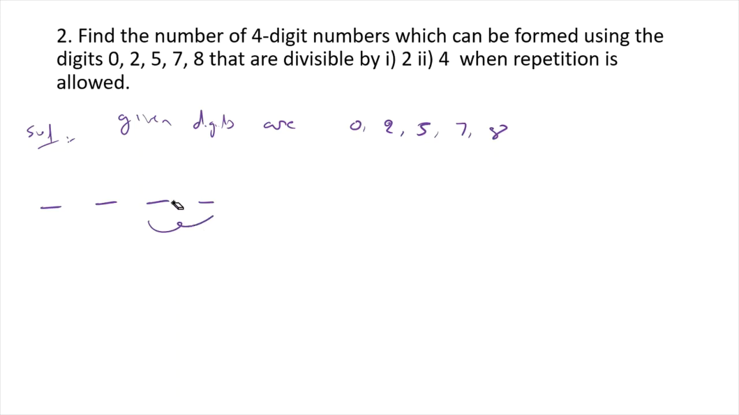So let us see in how many ways we can fill these last two blanks. So I can fill the last two blanks with, the first option that I have is 0, 0. And the second option that I have is 0, 8. And the third option we have is 2, 0. And the fourth option that I have is 2, 8.